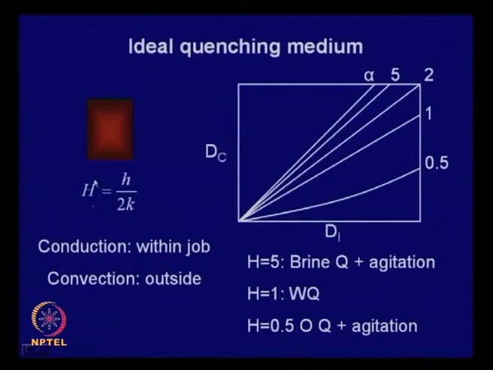And obviously, this is convection heat transfer, so we define a severity of quench factor, which was defined by Grossman. It is a very average heat transfer quenching severity, which is taken as a ratio of H, the convective heat transfer coefficient, over twice the thermal conductivity of the material. So, we say that an ideal quenching medium is one where H is infinity. What does it mean? The small h is infinite.